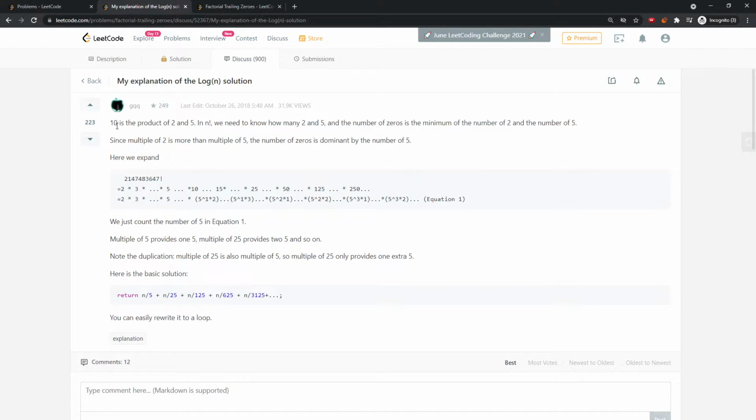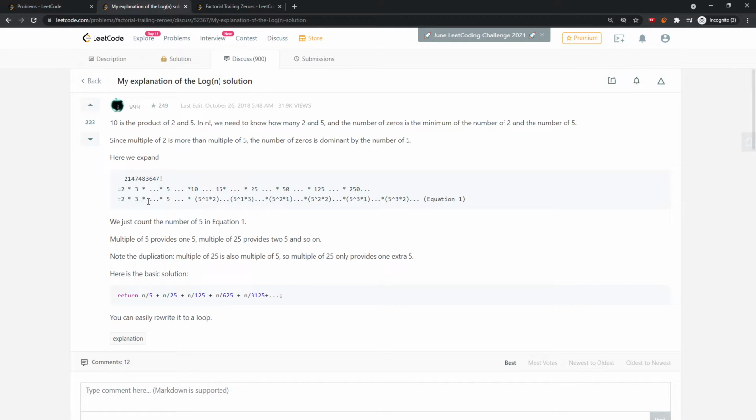10 is made of 2 and 5. In the factorial, we need to know exactly how many 2s and 5s there are, because 2 times 5 is equal to 10. So how many pairs of 2 times 5 there are is how many zeroes there will be, right? You can just read the equation.